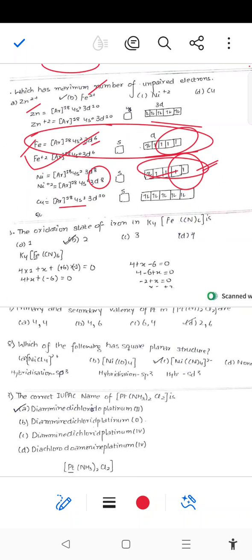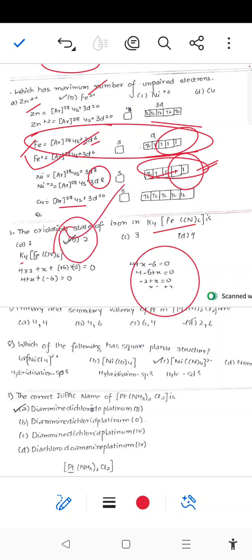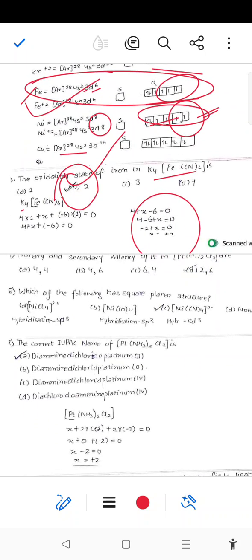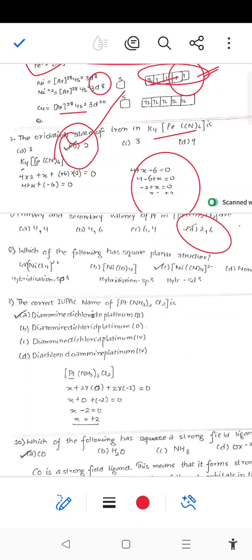Next, the oxidation state of iron in K4[Fe(CN)6]. As we know, 4 into 1 for potassium, and iron X plus 6 cyanide into -1 valency, that will give X equal to +2. So hence +2 is the oxidation state. Next, the primary and secondary valency of platinum in [Pt(en)2Cl2] are 2 and 6. Next, which of the following has a square planar structure: [NiCl4]2-, Ni(CO)4, [Ni(CN)4]2-, none of these?